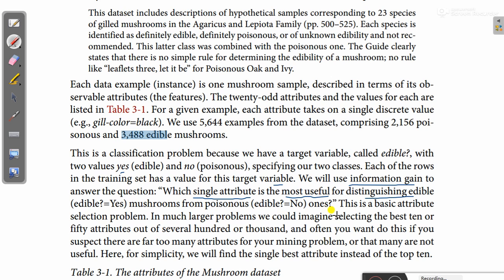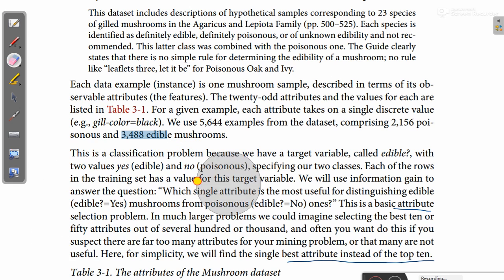Okay, so this is a basic attribute selection problem. In much larger problems, we could imagine selecting the best 10 or 50 attributes out of several hundred or thousand. And often you want to do this if you suspect that there are far too many attributes for your mining problem, or that many are not useful. Here, for simplicity, we will find a single best attribute instead of the top 10.